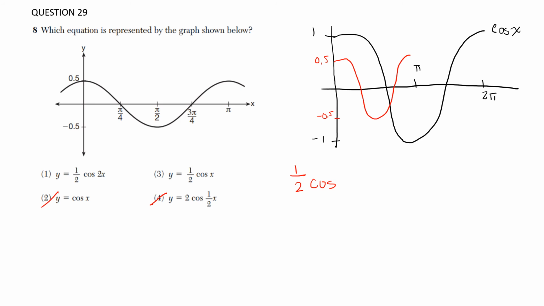Now let's take a look at how much this has been changed horizontally. You can see that it also has been squeezed horizontally from here to here. Meaning we have to add, because it's a squeeze, it's a 2x rather than a 1/2x. Remember that if you do 1/2x, it would widen the graph rather than squeeze it. Having it at 2 would squeeze the graph. Therefore, our answer is answer choice 1.